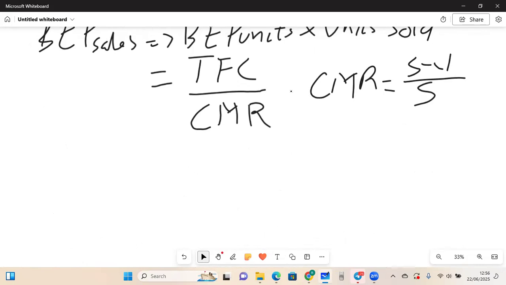Once you understand this, we can now move on to margin of safety. I'm just summarizing whatever we are going to do today.